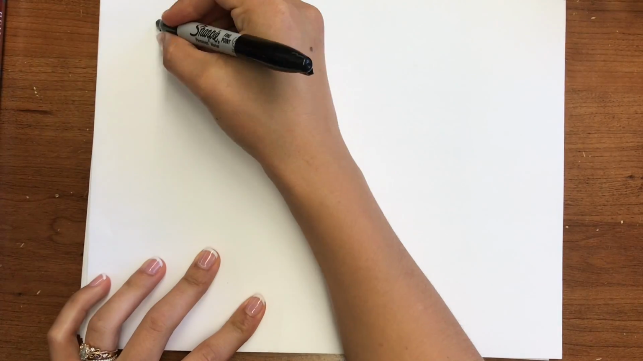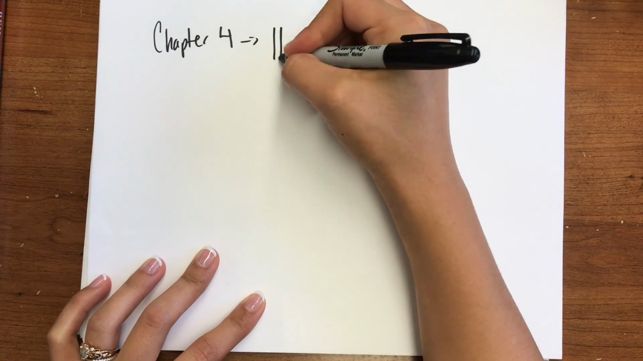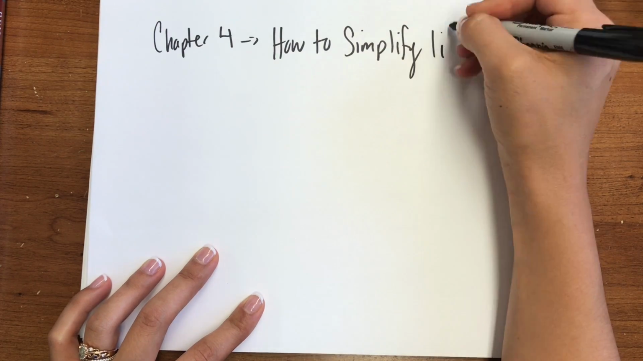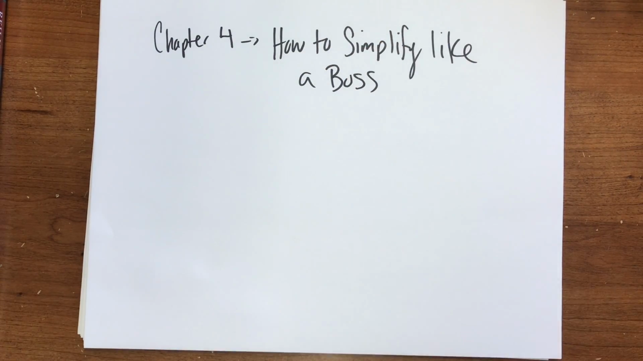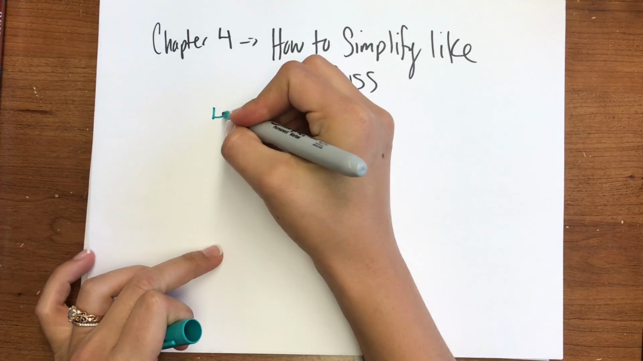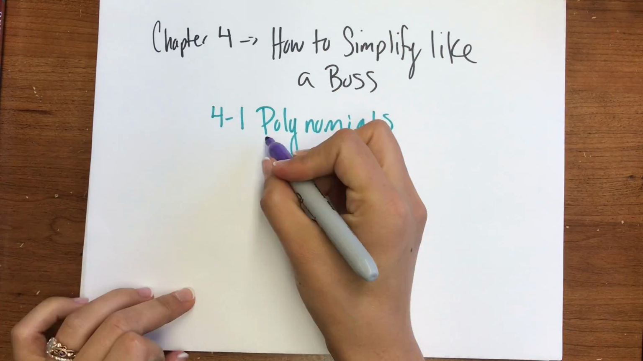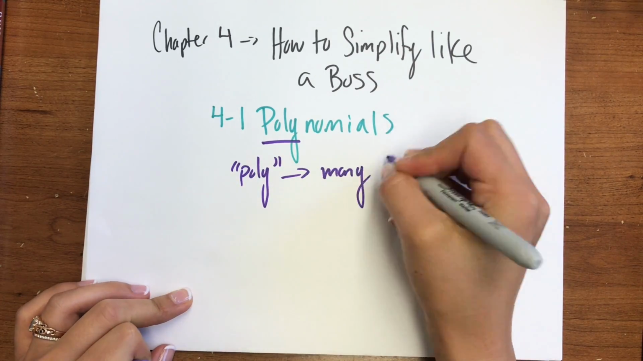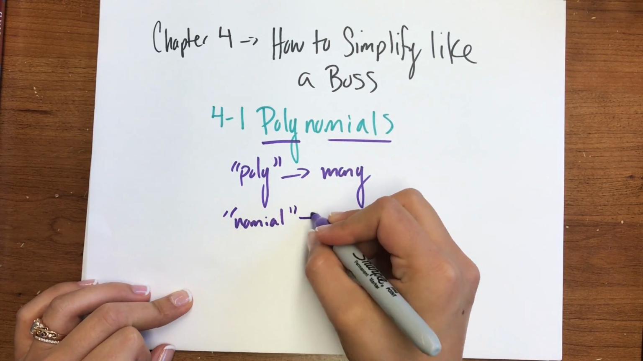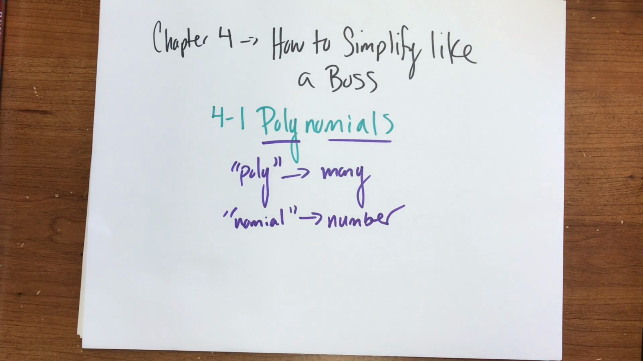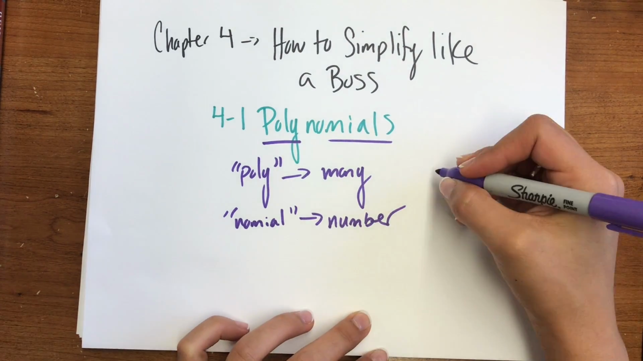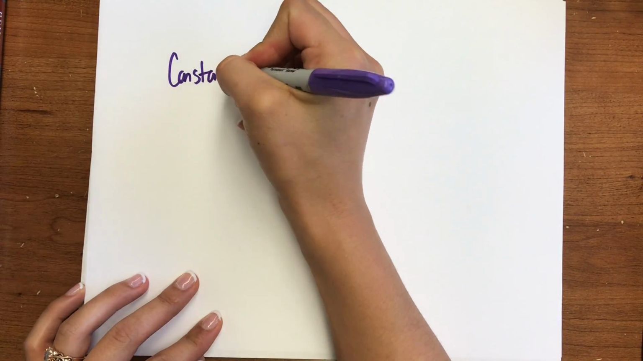Welcome to Chapter 4. Chapter 4 is really all about simplifying and how to simplify like a boss. You are going to get super good at the basic skills that are really the heart of algebra, getting really good at manipulating numbers and what are called polynomials. So what is a polynomial? Well, poly means many, nomial means number. So all it means is many numbers.